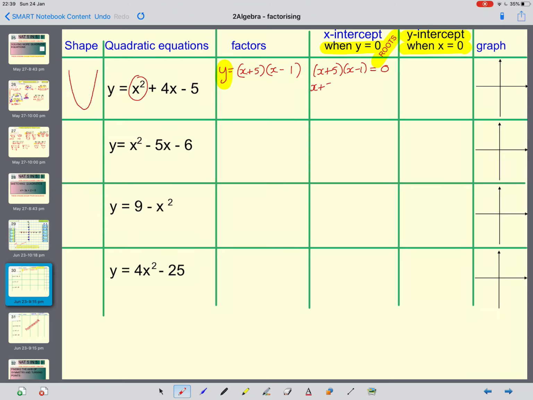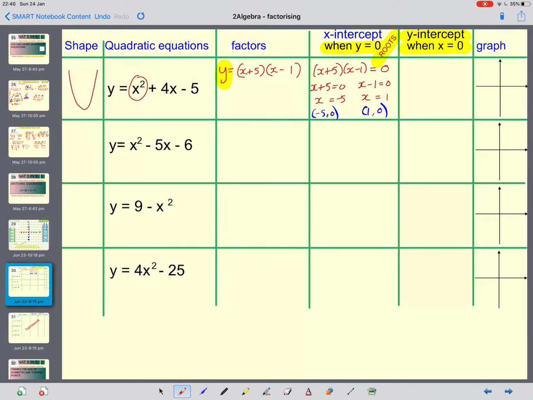You're going to take each bracket separately. We've done this several times now in previous videos. If you wanted to go one step further and just write what that coordinate would be, it means it's -5, 0, and 1, 0.